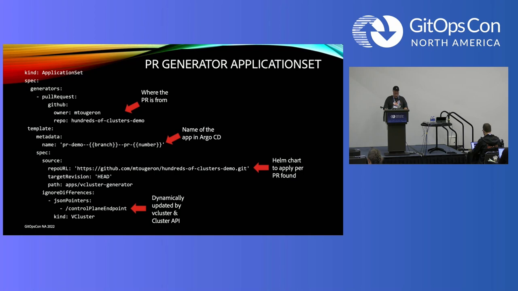So the PR generator ApplicationSet. I don't know who's seen this or not. But the top bit of code here that you see, you see my mouse around the pull request area? Okay, good. What that's telling you there is go to GitHub, look to this repo. For every pull request that's there, generate an application tile. Name it with this name, then look to this location here for a Helm chart or for whatever it is. In this case, it happens to be a Helm chart. Could be Kustomize, whatever you want. With vcluster, ignore this control plane endpoint. We don't want Argo to constantly be syncing it because Cluster API will automatically populate that control plane endpoint as the cluster's created. So not much to this one, but it's important to point that out, how the PR ApplicationSet works.